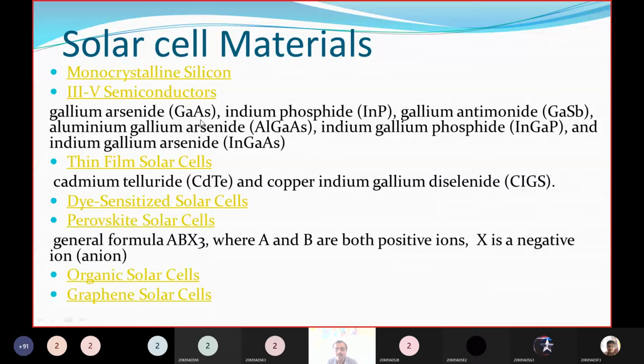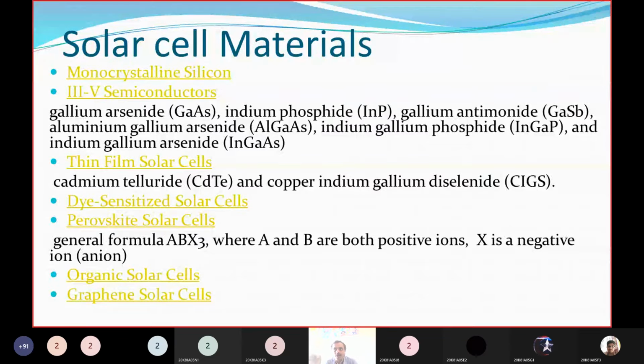For preparing more efficient solar cells, researchers are trying many combinations of these materials. Some are using gallium arsenide. If you dope another material into gallium arsenide, there is a chance to increase the efficiency. That's why they are using different combinations to increase the efficiency of the solar cell.